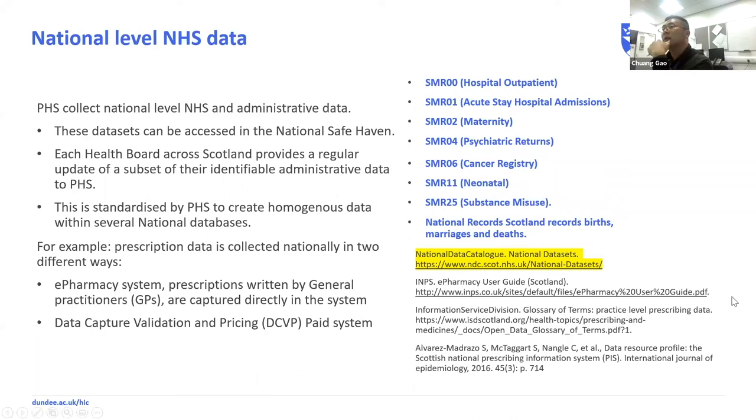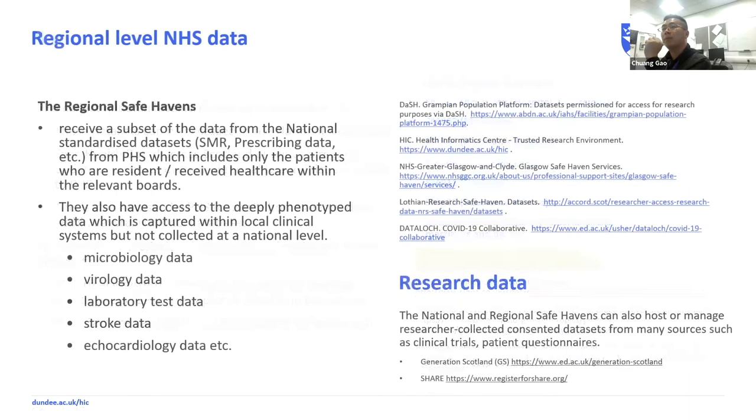For more detailed reading about the e-pharmacy system and the DCVP, see those links. There is one link that I highlighted in yellow because it is absolutely important. As I listed here, those are not an exclusive description of the national level data. We have much, much more than that. We have a national data catalog, which is maintained by Public Health Scotland. This is the metadata about the national level data. If you are curious about the Scottish national level data, please go and have a read. You have all the information available in this link.